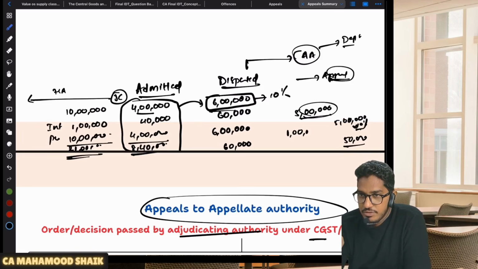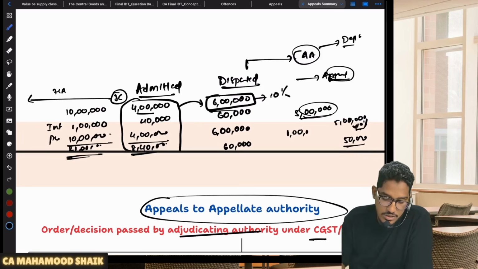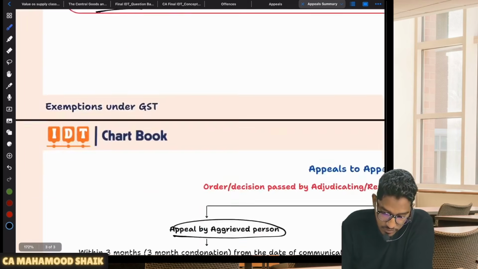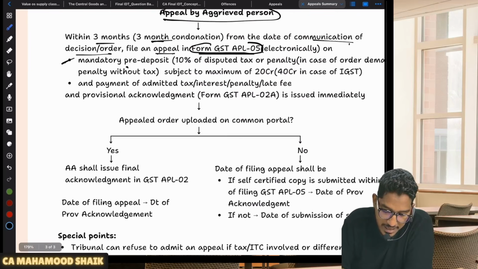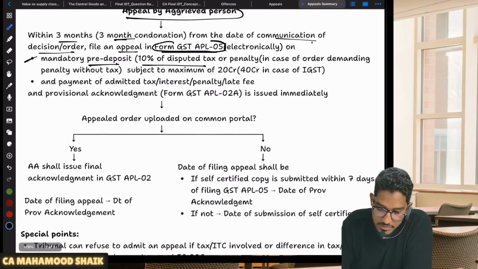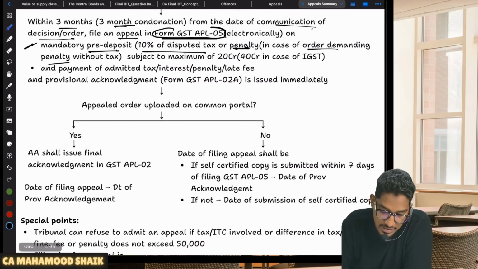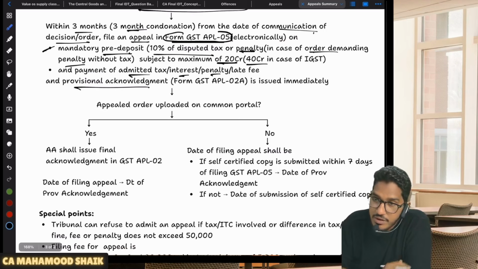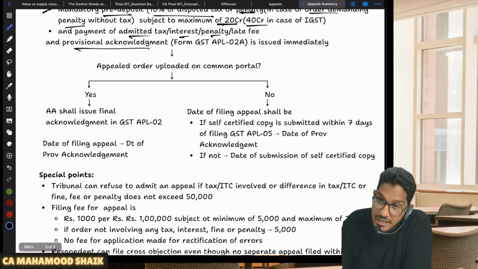Guys, are you able to follow? Okay, right. So that's what they say here. Even if you want to go for the appellate authority's order, make a mandatory pre-deposit of 10% of the disputed tax, or penalty in case the order demands penalty only without tax, subject to a maximum of 20 or 40. And also if you are admitting any extra tax, interest or penalty, pay that. There also, a provisional acknowledgement will be issued immediately.